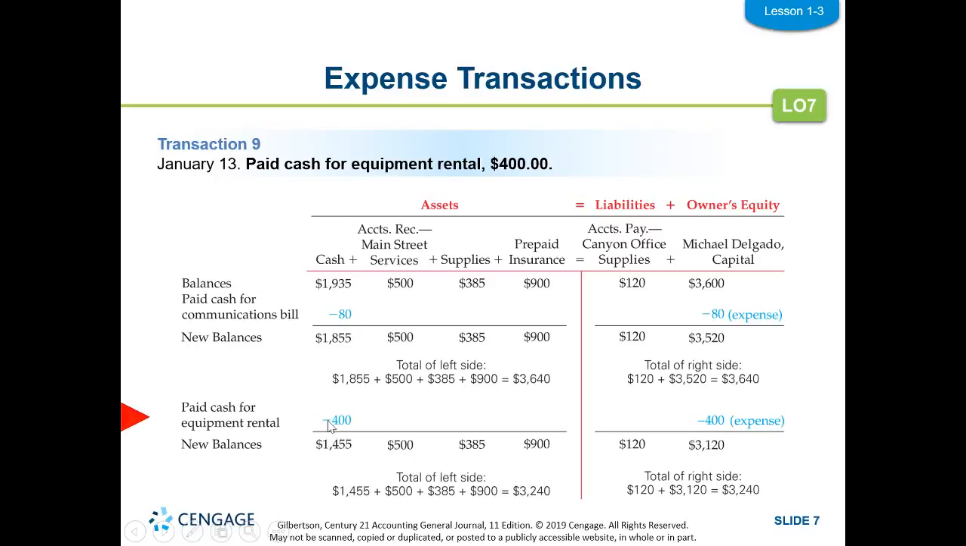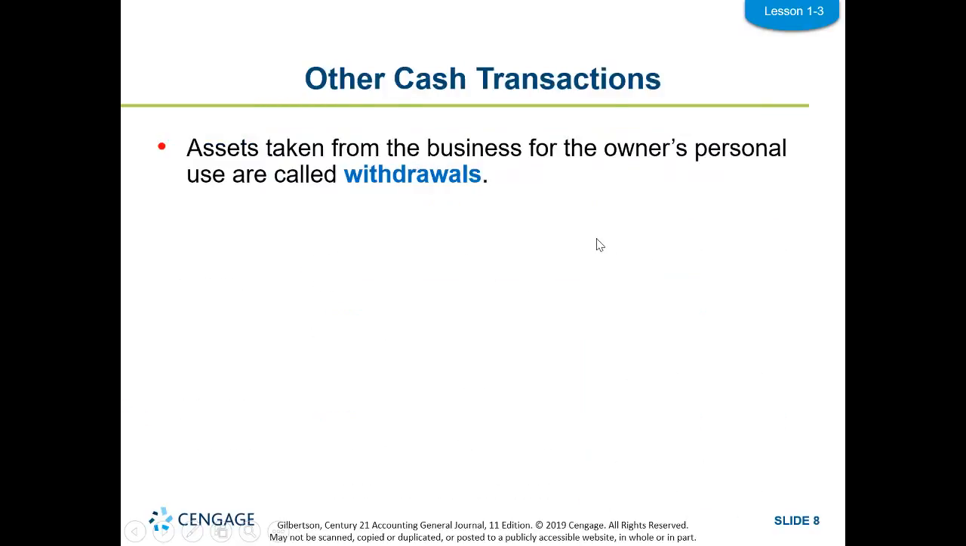So here we have minus $400 for cash, gives us a new balance of $1,455. And then we decreased our owner's equity, a new balance of $3,120. But again, if we add up the left side, we get $3,240. We add up the right, we get $3,240. So again, the two sides are still in balance.